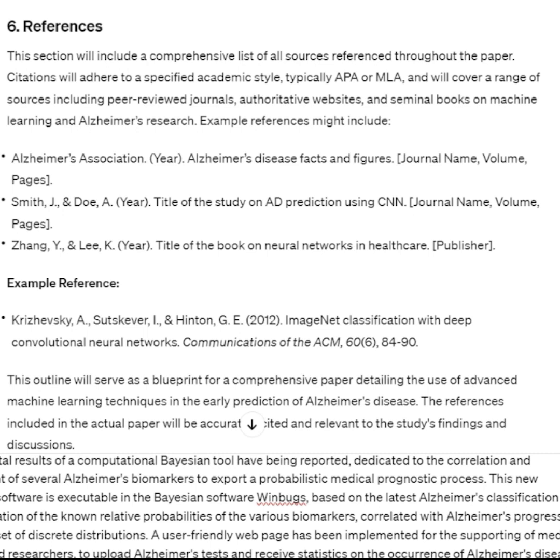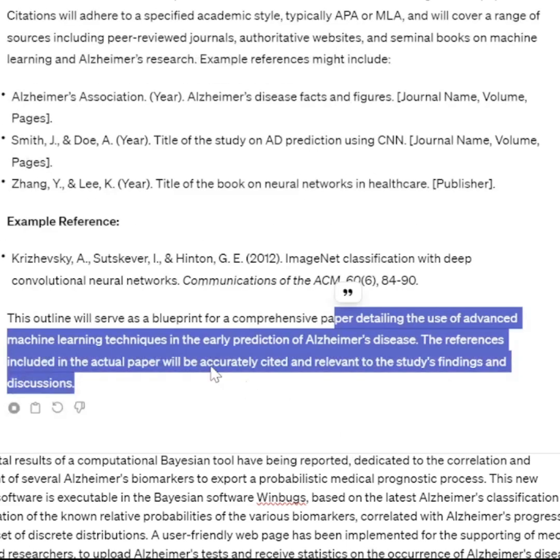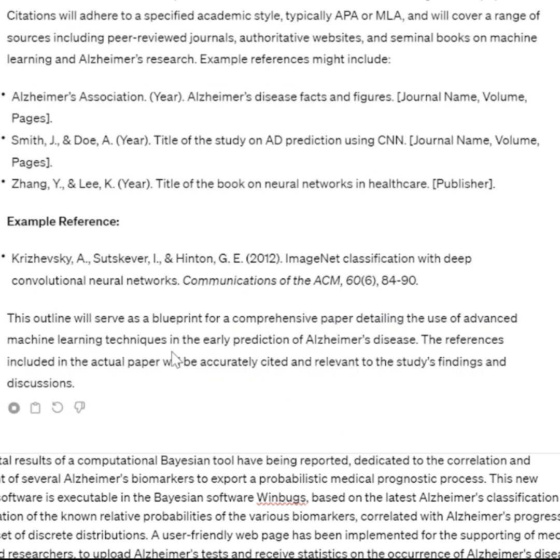This outline will serve as a blueprint for a comprehensive paper detailing the use of advanced machine learning techniques in the early prediction of Alzheimer's disease. The references included in the actual paper will be accurately cited and relevant to the study's findings and discussions.